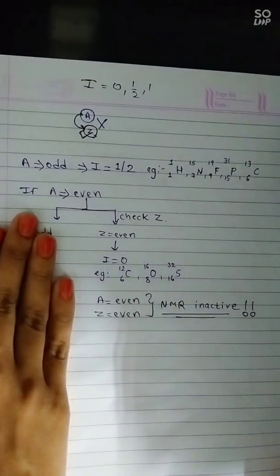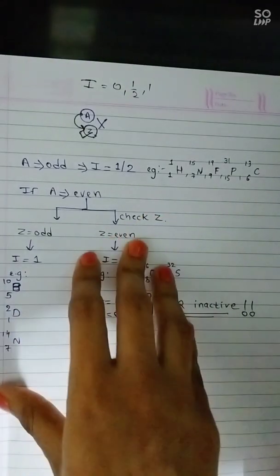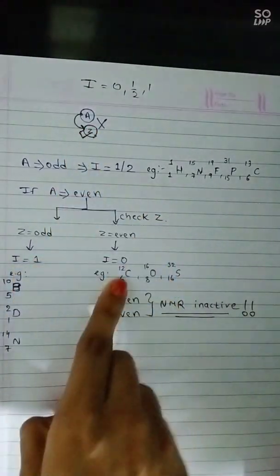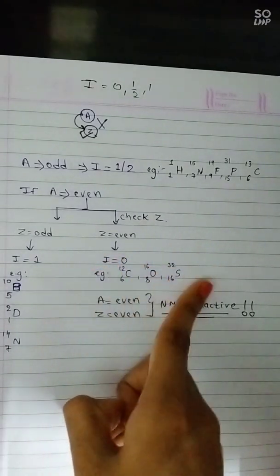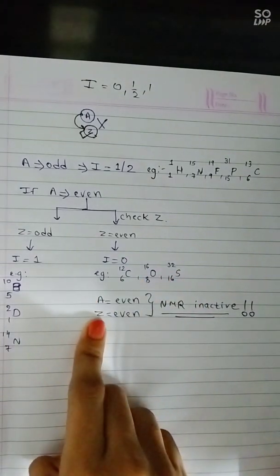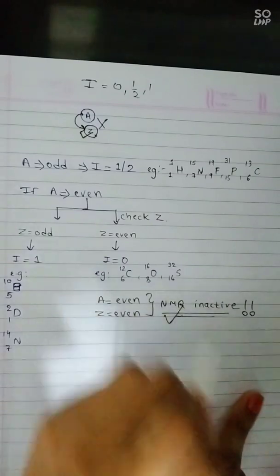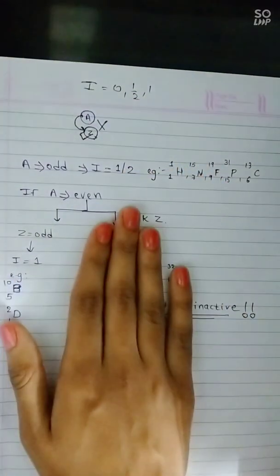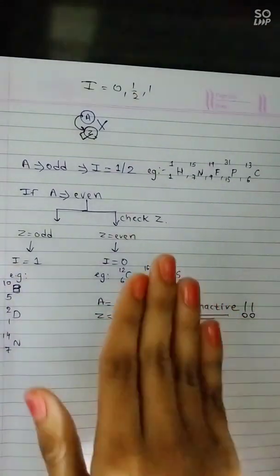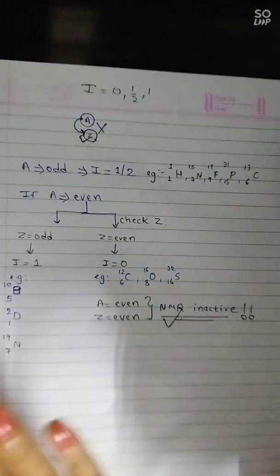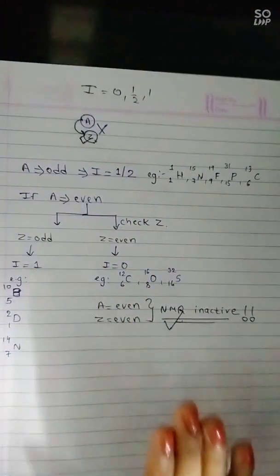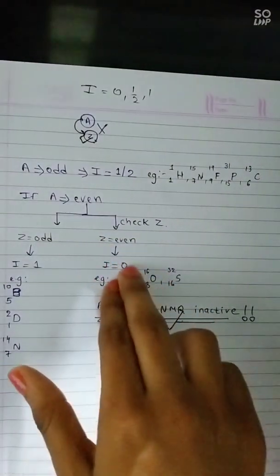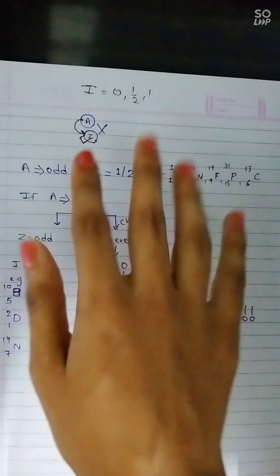So that was another case. But what if Z is even? Means atomic number is also even. See here, mass is even and the atomic number is also even. So when A is even and Z is also even, that means the compound is NMR inactive. That type of atoms won't be able to be elucidated through NMR. Nuclear magnetic resonance will not give us the idea about such type of atoms because their spin quantum number will be 0. So this is how we can determine the spin quantum number or nuclear spin.